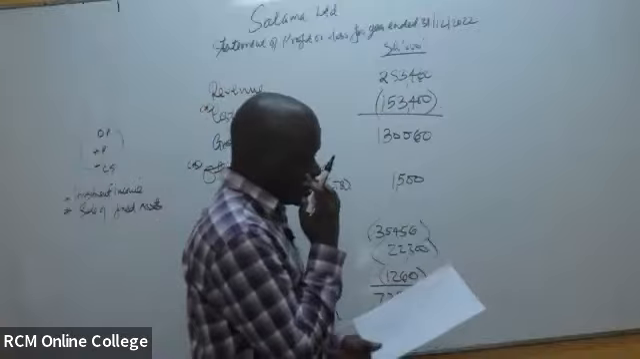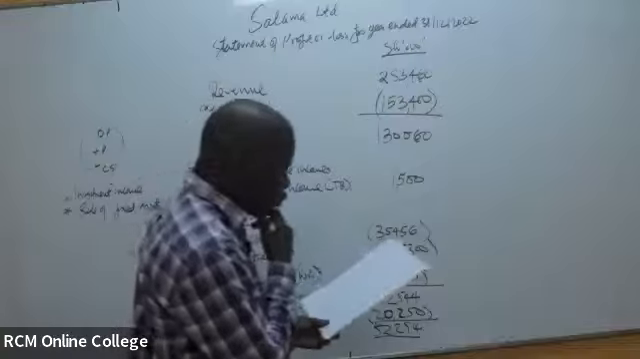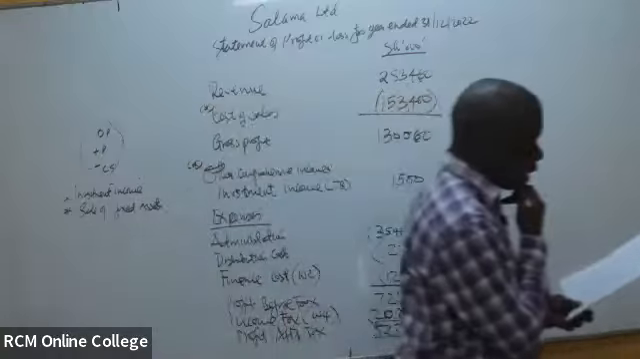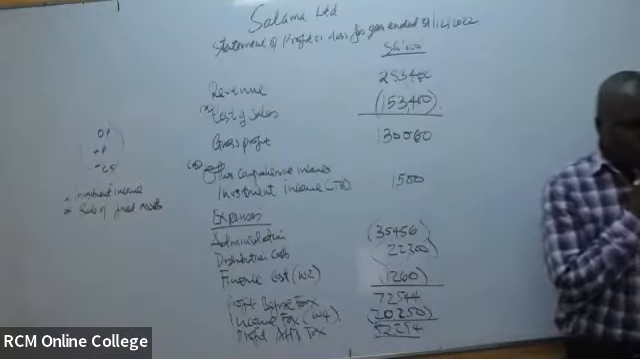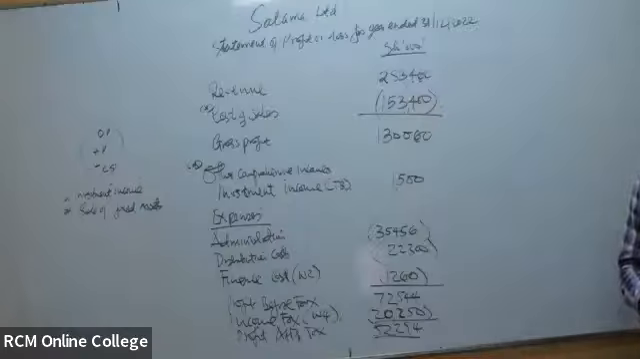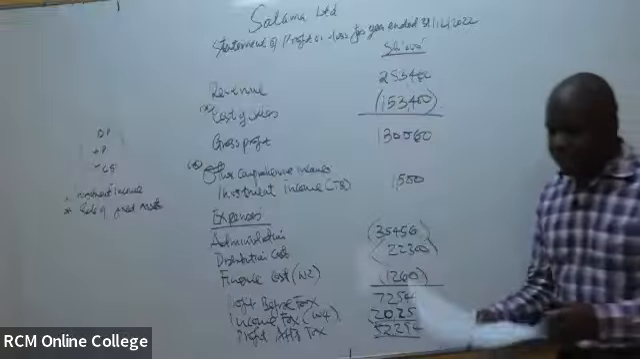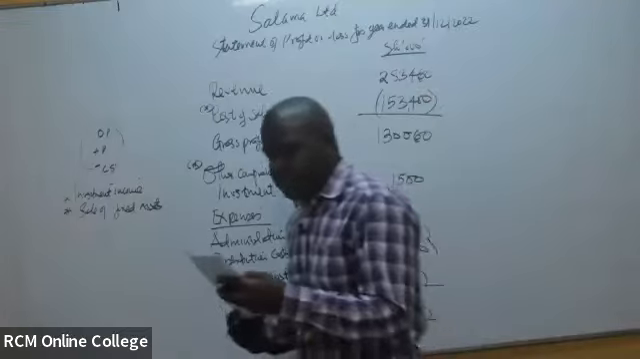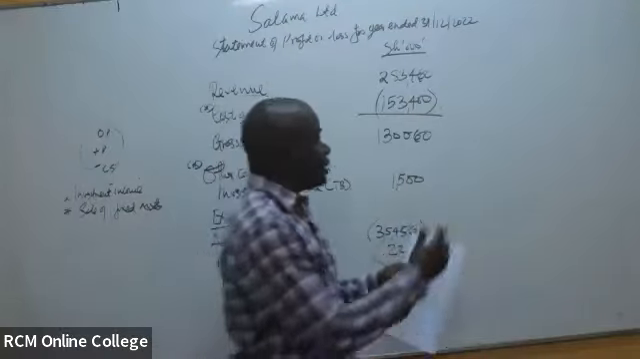Under the statement of changes in equity, we'll consider how the equity elements were changing. When we talk about the equity elements here, you have the ordinary share capital, the revaluation reserve, and of course the retained earnings.